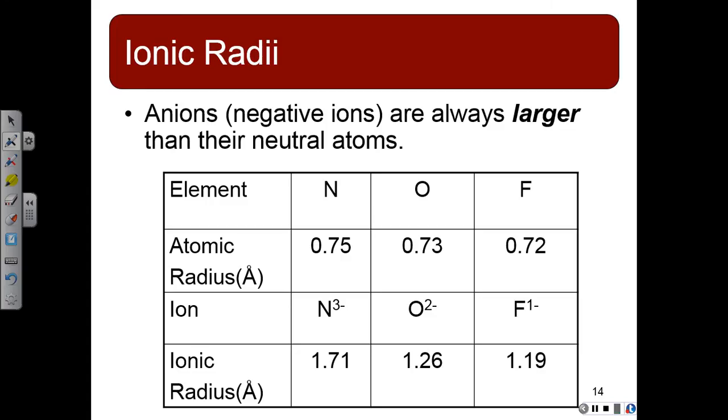Okay, so you want to look at it here in these columns. So 0.75 is the radius neutral. Nitrogen gains 3 electrons. Why does it gain 3? If you look at the periodic table, it's 3 electrons away from being like neon, right? So it's N3 minus, and now its radius went up quite a bit to 1.71. Oxygen gains 2, so its radius went up as well. And then fluorine gains 1, and there's the radius of fluorine as it's gained an electron. So the radius gets larger as it gains electrons.